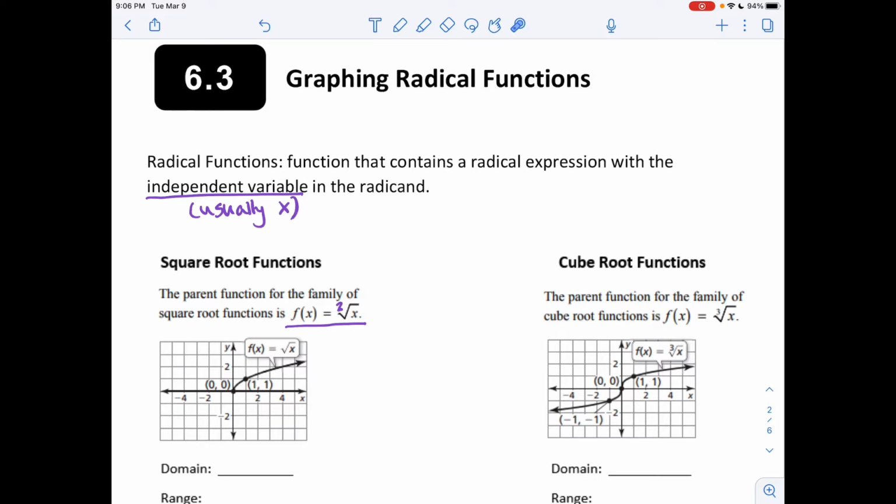Notice that the graph starts at 0, 0. This is different from some of the other functions we've talked about that were continuous and had both positive and negative x values. But this one, notice that the parent function only has positive x values and positive y values. So let's make ourselves a little note here that the square root graph starts at 0, 0.